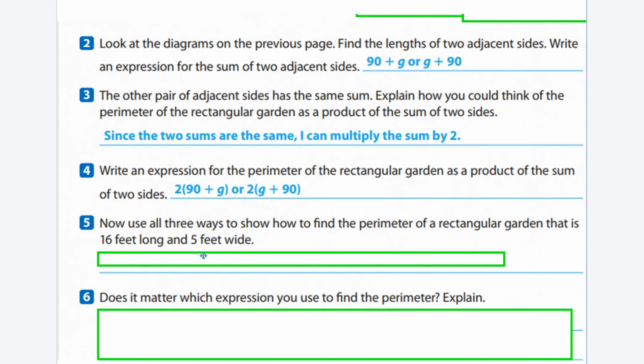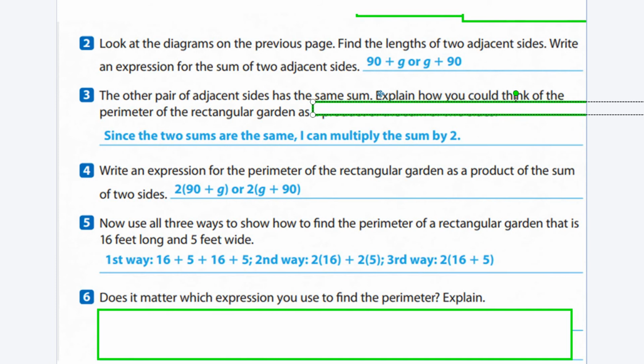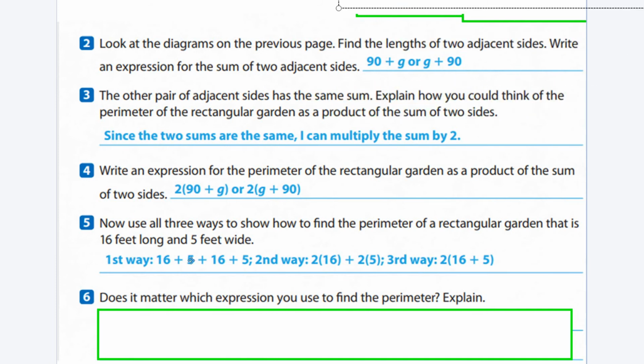Question 5. Now use all three ways to find the perimeter of a rectangular garden that is 16 feet long and 5 feet wide. So think about that. First way, you can say 16 plus 5 plus 16 plus 5, like walking around the whole rectangular garden. Hopefully you drew this, okay? If you didn't, we will draw this for you.